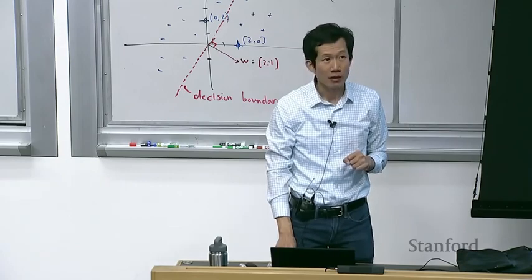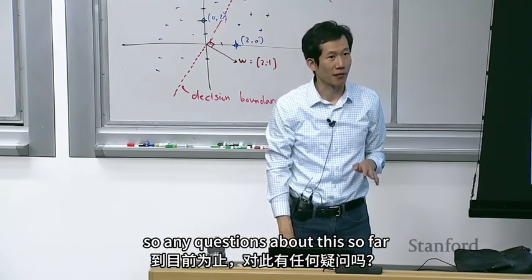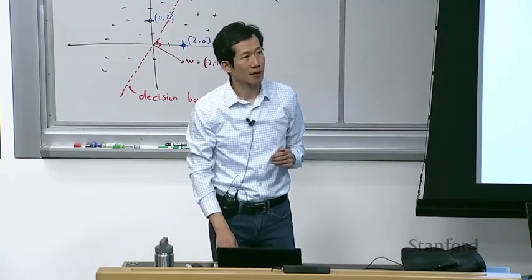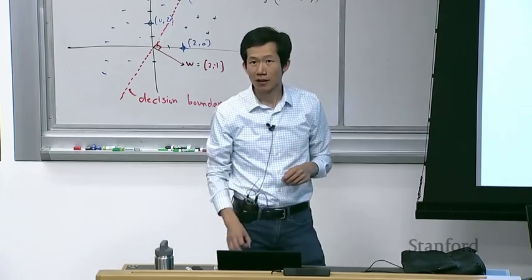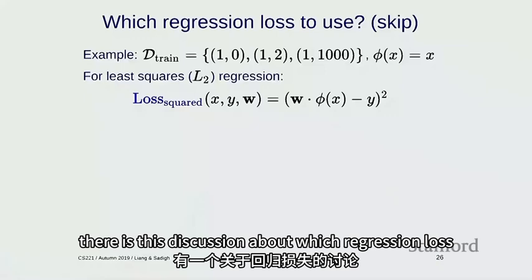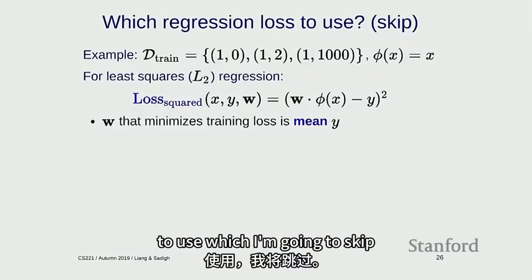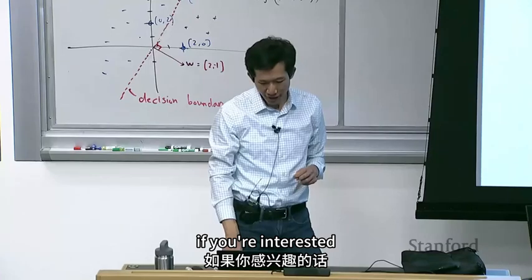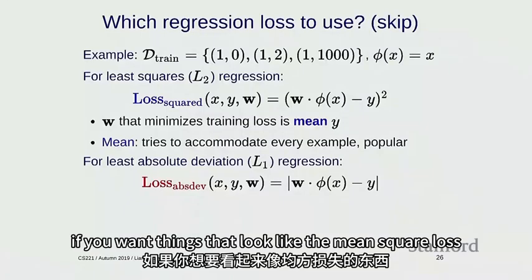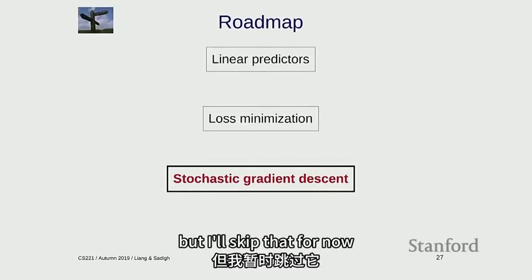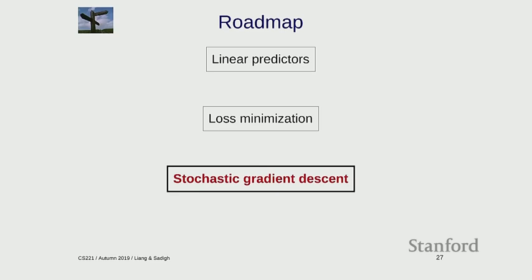Okay, any questions about this so far? There is a discussion about which regression loss to use, which I'm going to skip. You can feel free to read it in the notes if you're interested. The punchline is that if you want things that look like the mean, use the squared loss; if you want things that look like the median, use the absolute deviation loss. But I'll skip that for now.